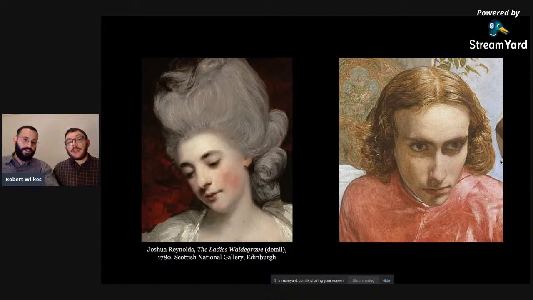And he was the president of the Royal Academy when it was founded. And Reynolds's style of painting was very different to what the Pre-Raphaelites wanted to do. And you can see here by comparing the ways that both painters have depicted the heads of their human figures.